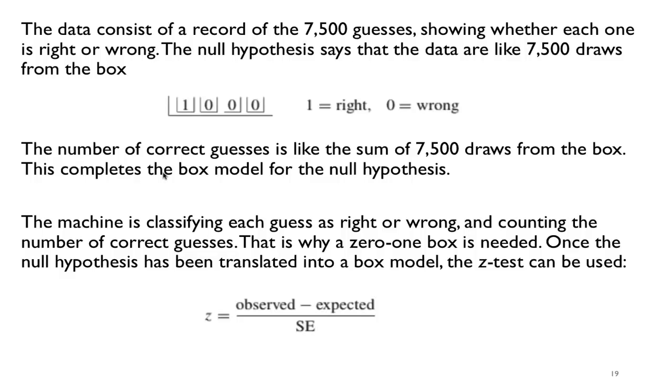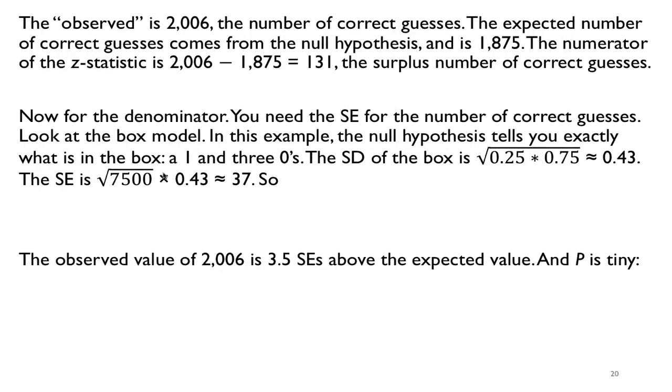And so here's the z test: observed minus expected divided by the SE. In this case, the observed value is 2006. The expected value is 1875. Okay, that's 25% of 7500. And then we have to find the SE for the number of correct guesses. So this is the SE for the sum that we talked about.